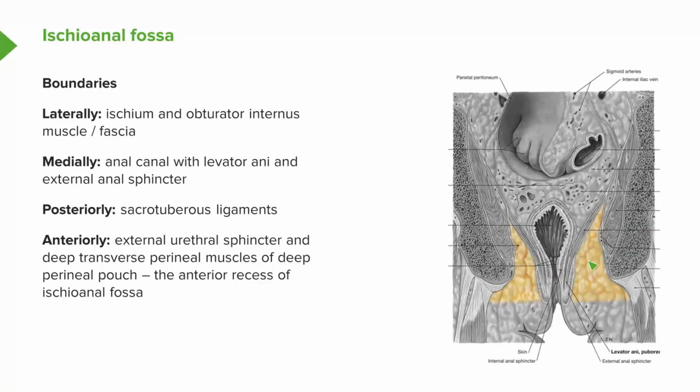Laterally, we have the ischium, which we can see here, and we have obturator internus muscle and obturator internus fascia, which we can see here. Medially, we can see we have the anal canal with levator ani and external anal sphincters. We can see these here, external anal sphincters down here.